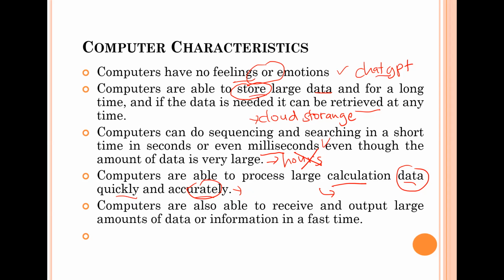And then the computers are also able to receive and output a large amount of data or information in a fast time. And this one is probably related with the quickly, right? This one is related, yeah, as quick as possible. Yeah, the data is available.